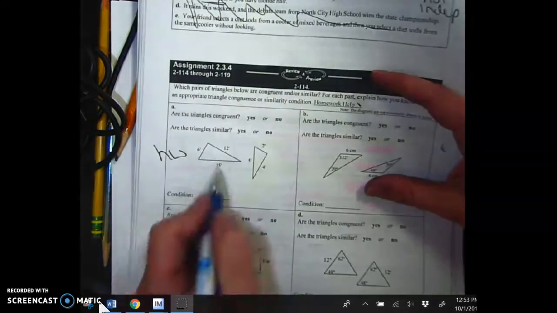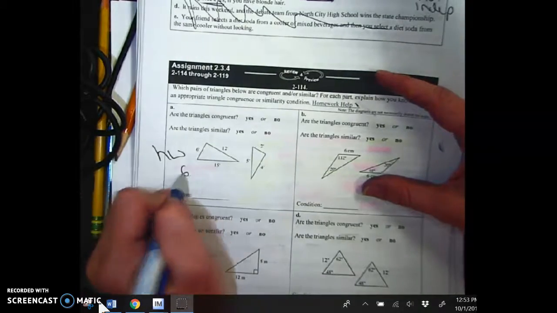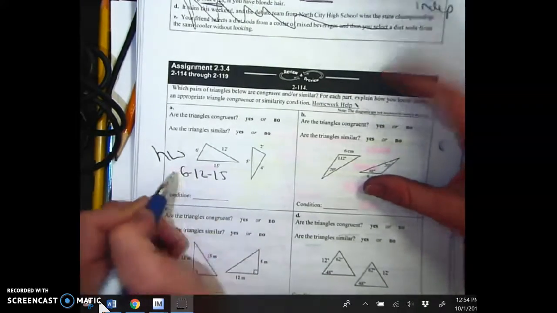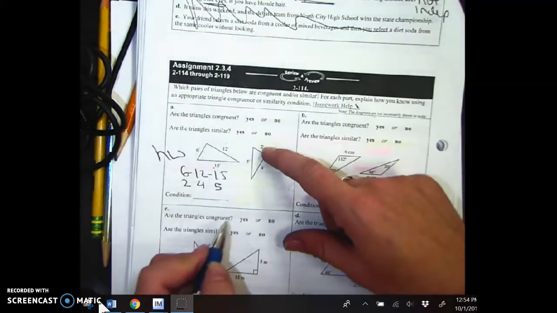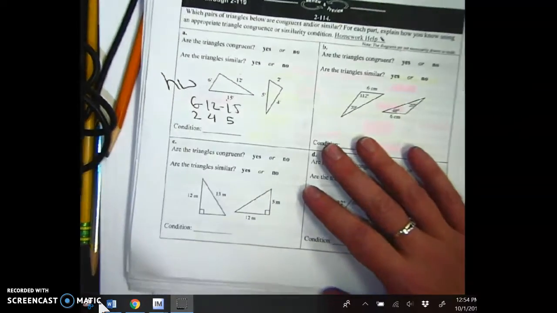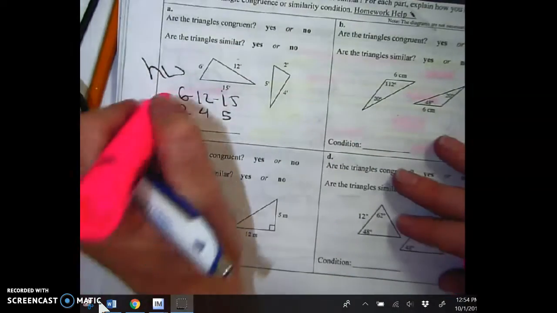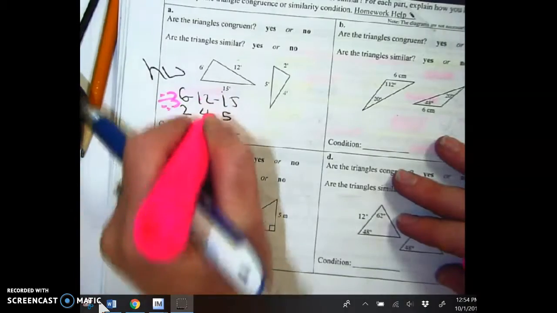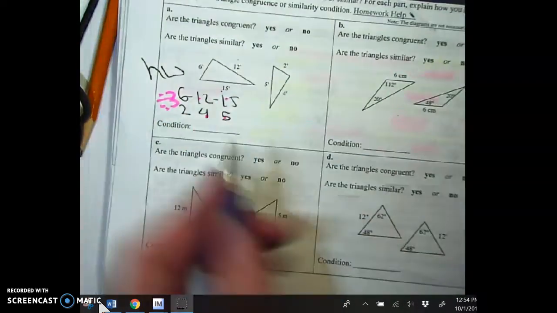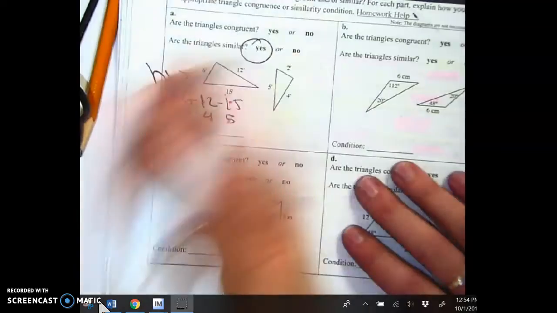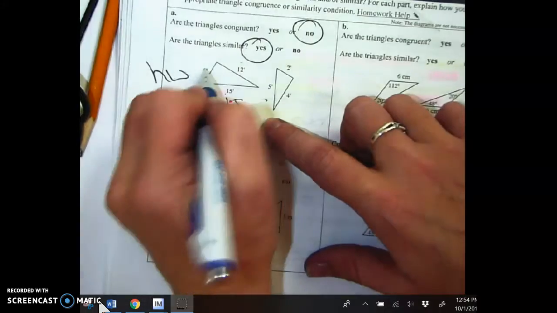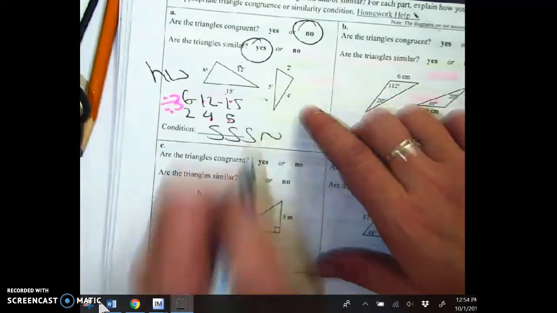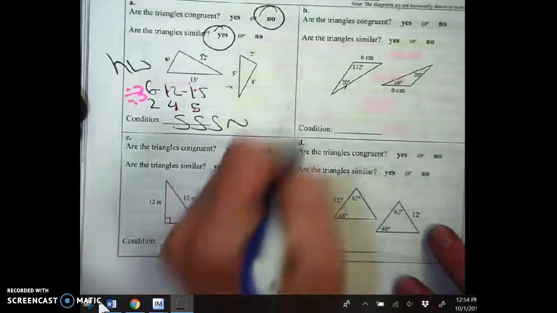And I will do one example. I'll do this one. So this goes 6, 12, 15. So small to big. So I'm going to go 2, 4, 5. So I have to look at the relationship between them. If you look, this one's divided by 3. This one's divided by 3, and this one's divided by 3. So yes, they are similar, but they're not congruent because they're not exactly the same. And how do I know? Because this is SSS, side, side, side, similarity. Okay? I need you to do these 4 other problems. Let's turn the page.